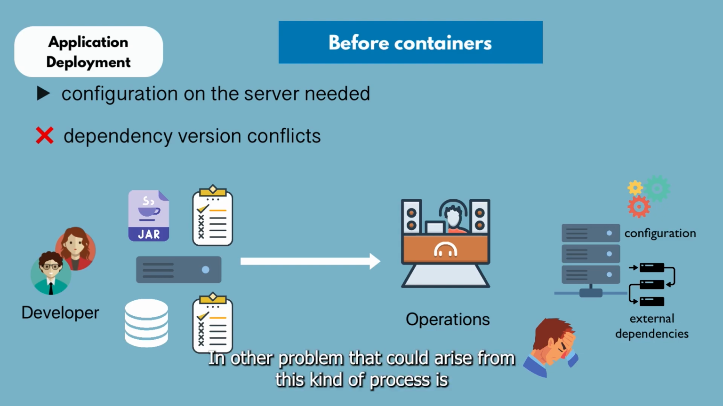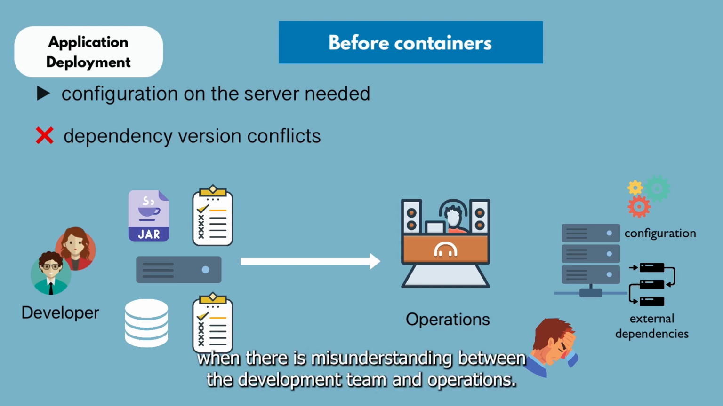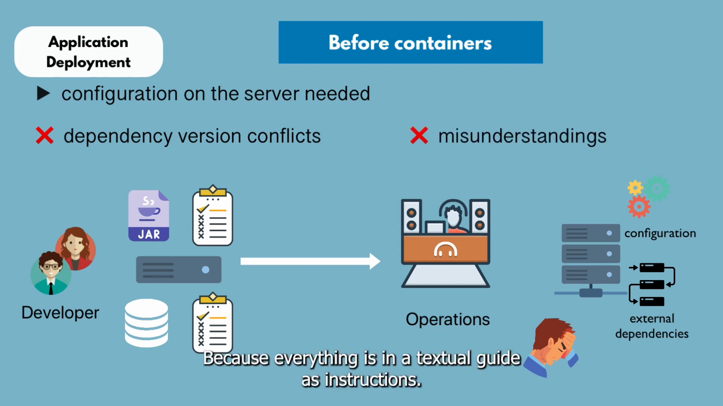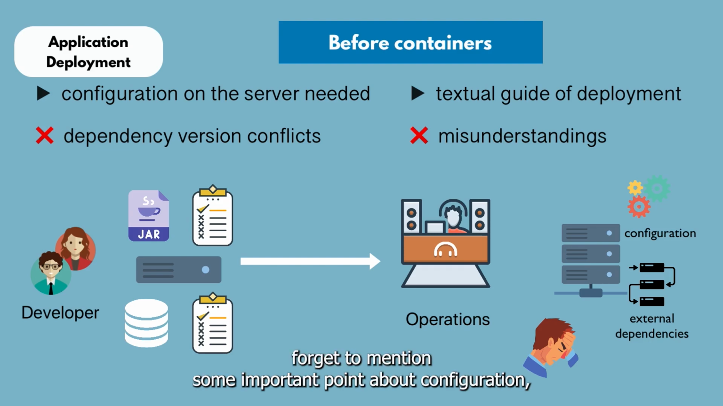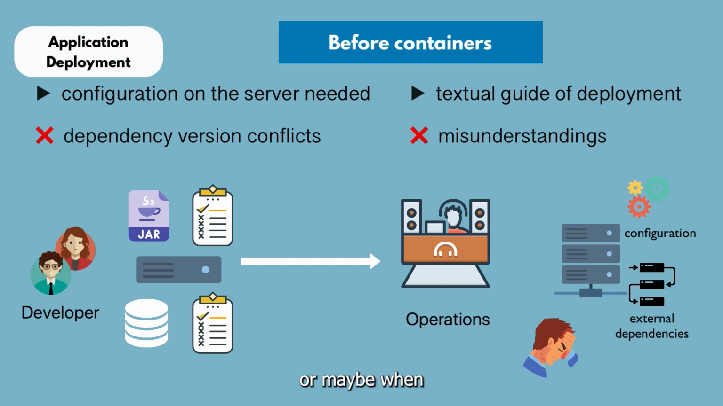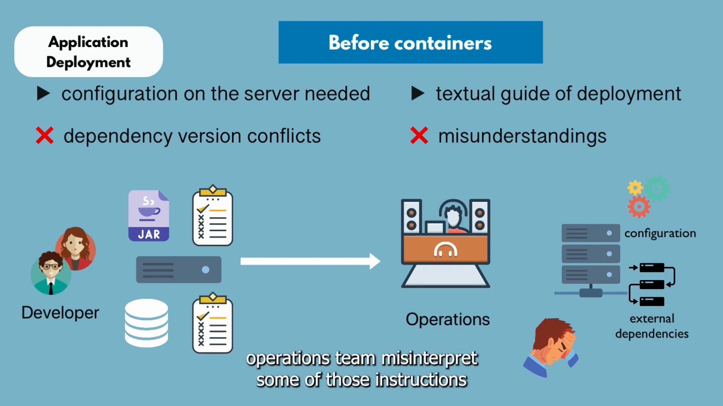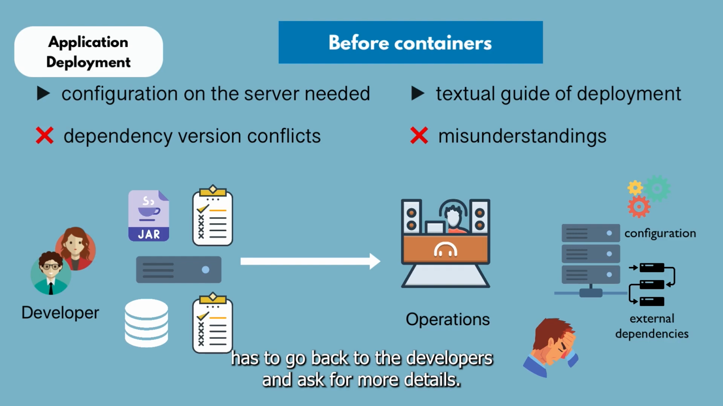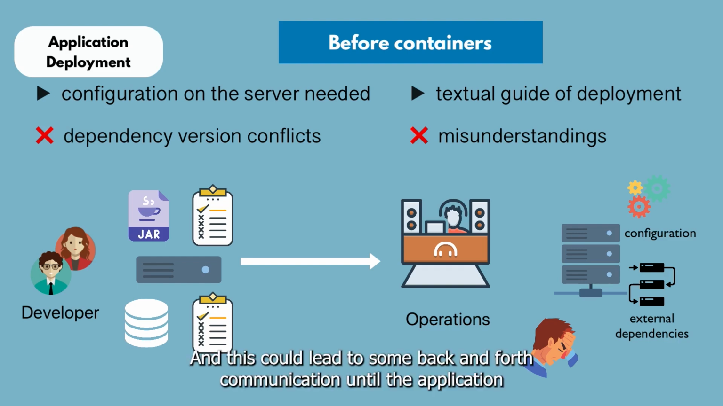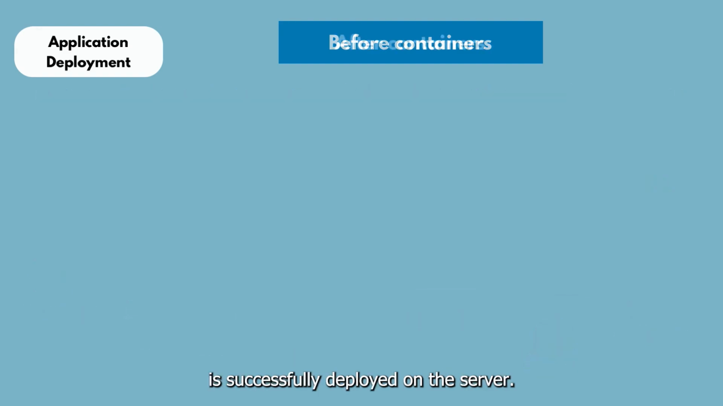Another problem that could arise from this kind of process is when there is misunderstanding between the development team and operations, because everything is in a textual guide as instructions. So there could be cases where developers forget to mention some important point about configuration, or maybe the operations team misinterpret some of those instructions. And when that fails, the operations team has to go back to the developers and ask for more details, and this could lead to some back and forth communication until the application is successfully deployed on the server.